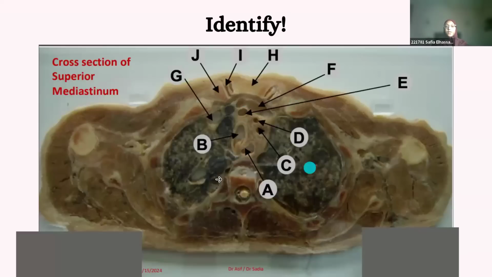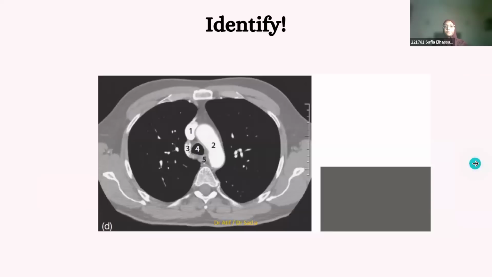All right, can someone identify structure B and structure D? B is the trachea, and D is the left common carotid. Yes, exactly. So D is the left common carotid. It's a little bit more anterior than the left subclavian, which would be C. All right, and this one is pretty easy. Can someone just identify 2? Arch of the aorta. Yes, exactly.